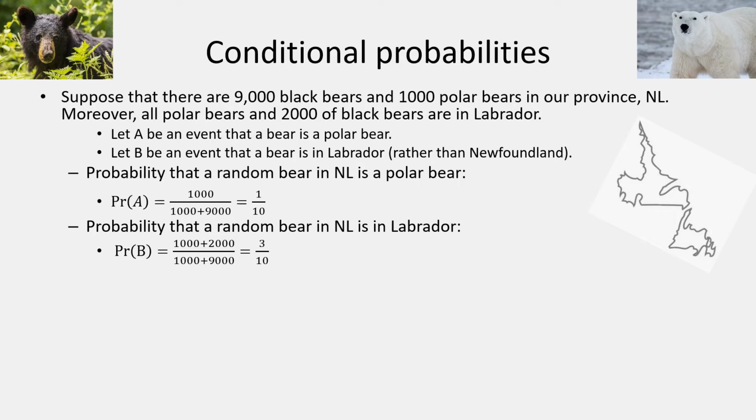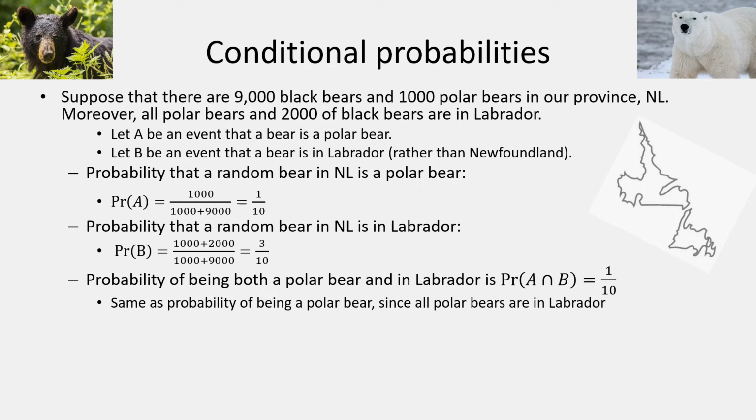The probability that a random bear in the province is in Labrador, by similar calculation, is 3 out of 10 bears in our province live in Labrador. Again, the numbers are probably off, but if you want, you could try to dig out better numbers. Let's just use those for the exercise.